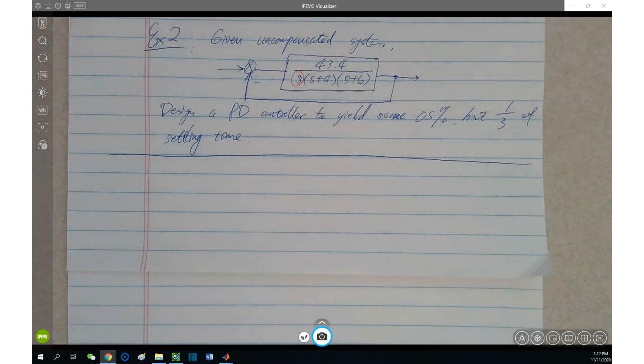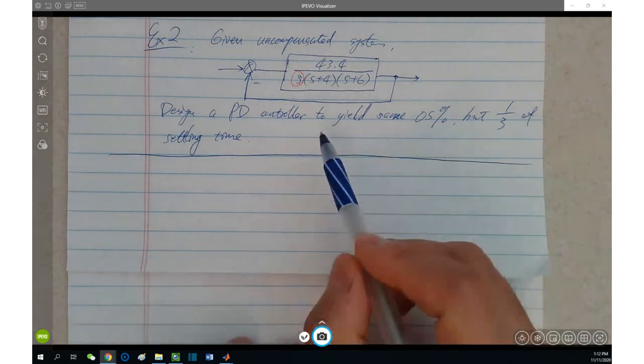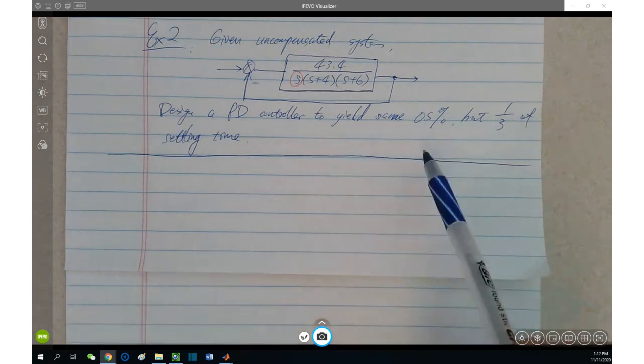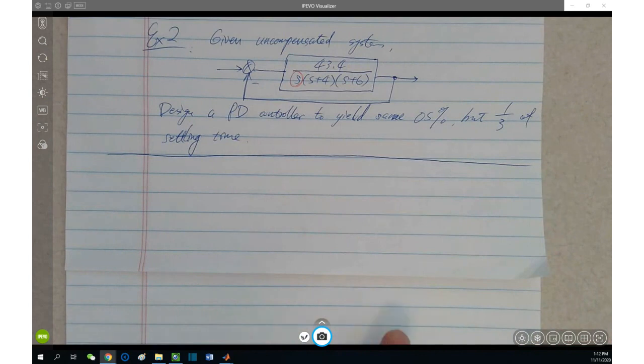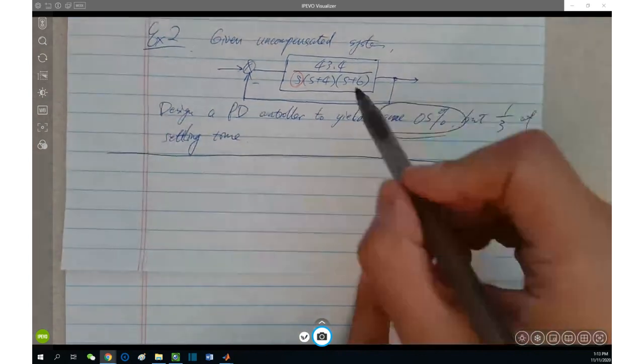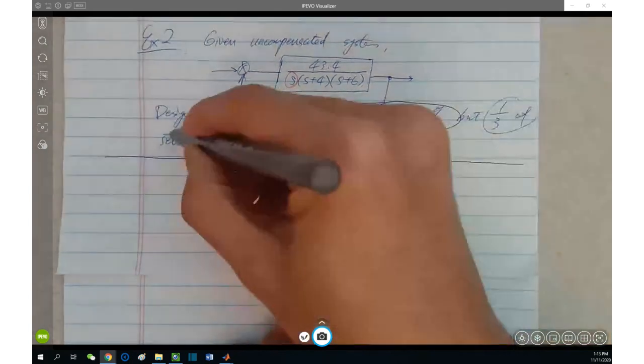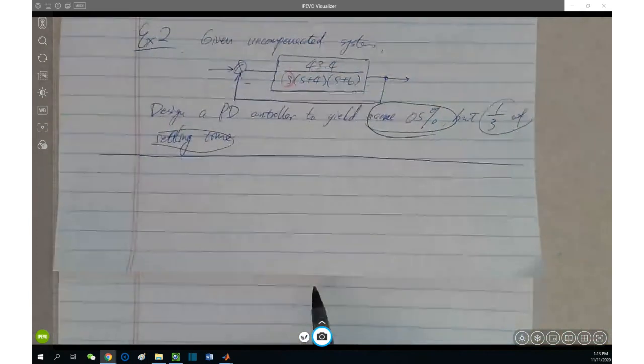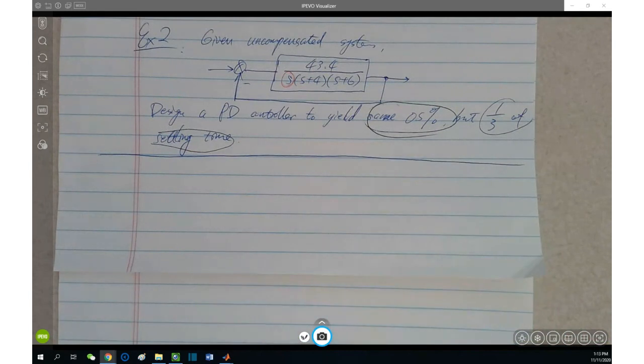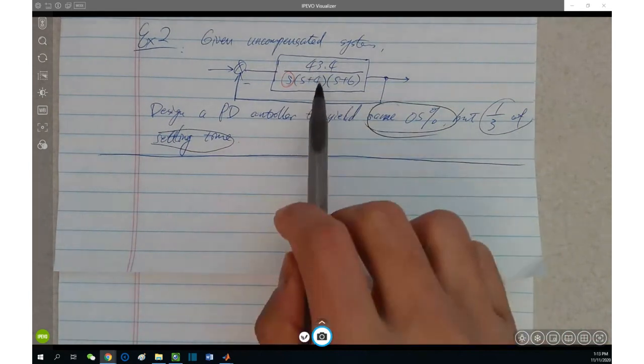To do this design. So first is the requirement. The requirement is saying you want to have the same overshoot as the uncompensated system. And the second is the requirement for the settling time, right? So obviously, these two requirements are about the new improved compensated system compared to the uncompensated given system, right?